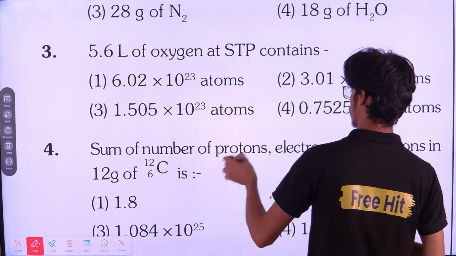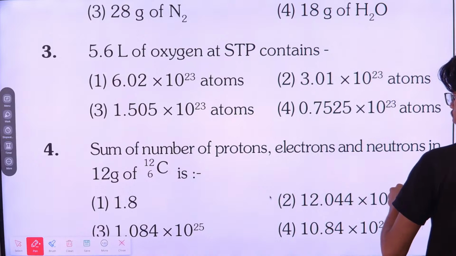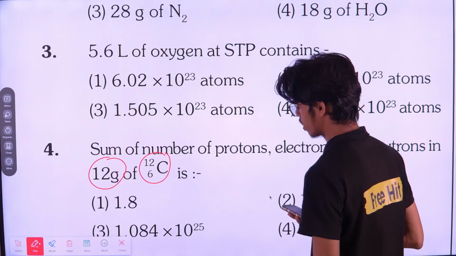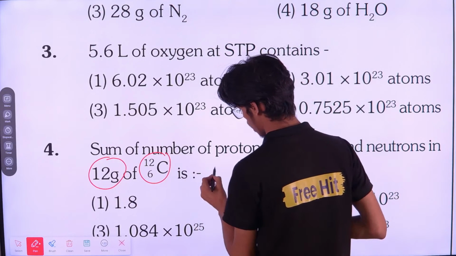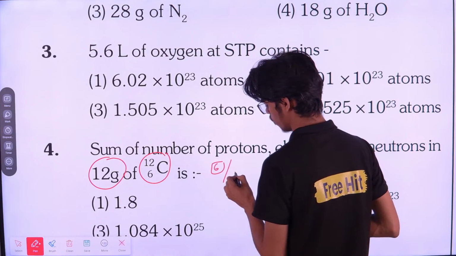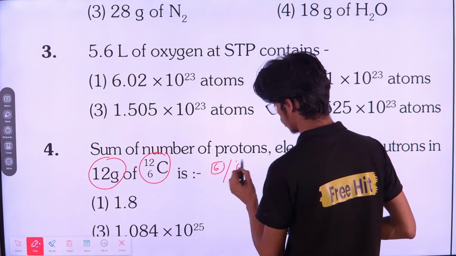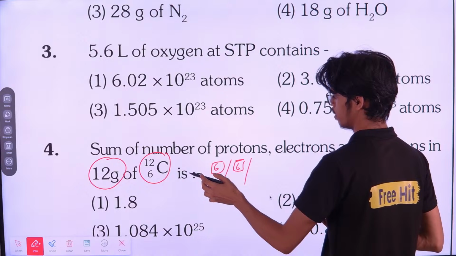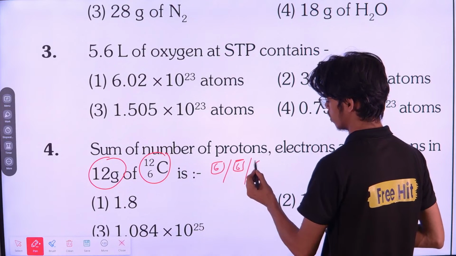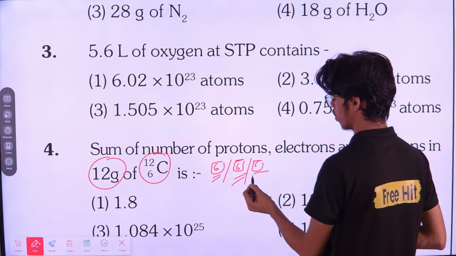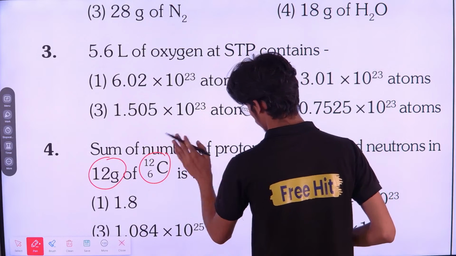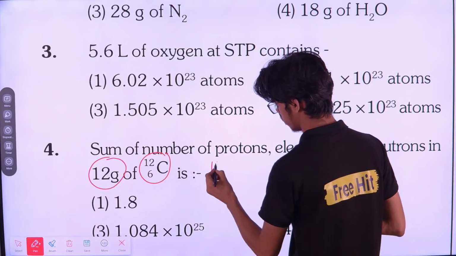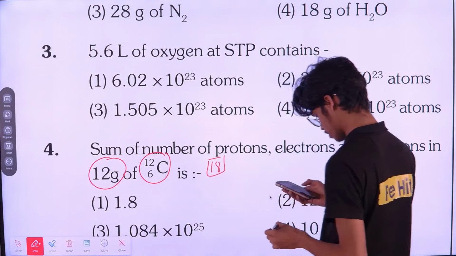Sum of number of protons, electrons and neutrons in this much gram of this carbon atom. Okay, so from the carbon atom 12C6, it means 6 are protons. Obviously 12 minus 6 is the number of neutrons. Okay, and if this is balanced, then the number of electrons will be 6. So 6, 6, 6 proton, neutron, electron. So what is the total number of protons, electrons and neutrons in one carbon atom? That is 18, right? 6 proton, 6 neutron and 6 electron.